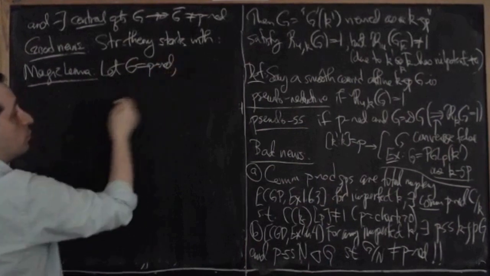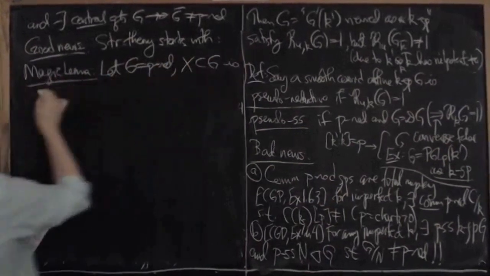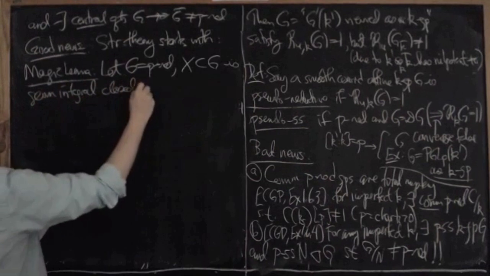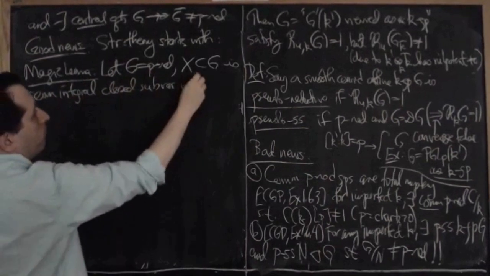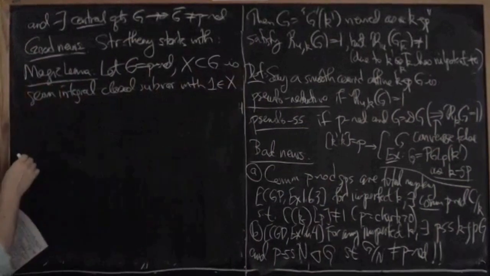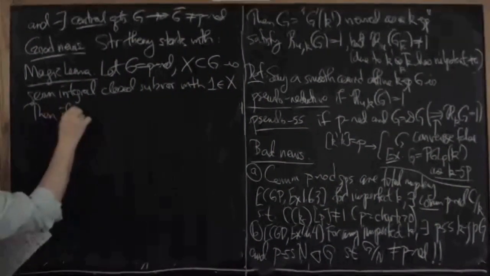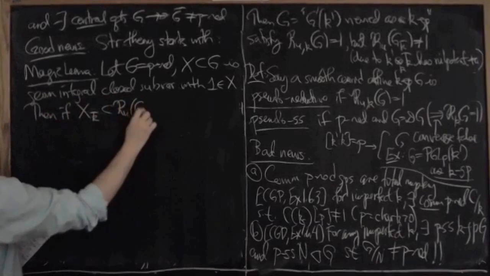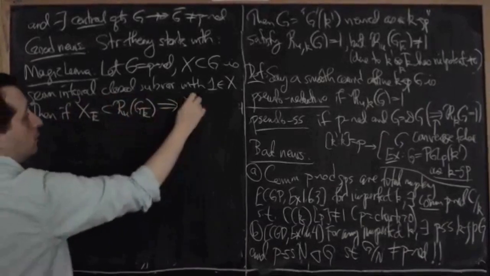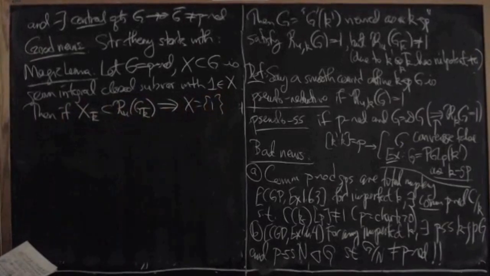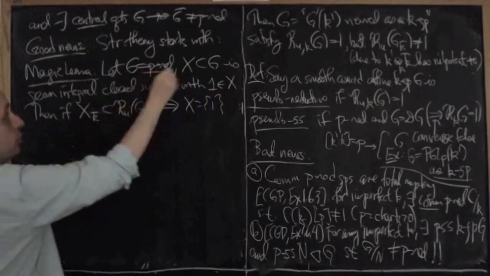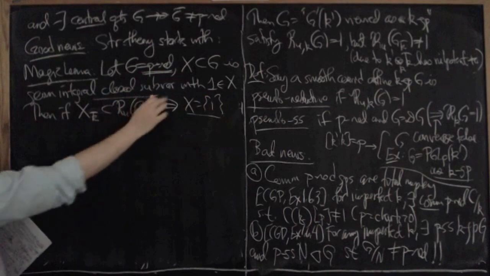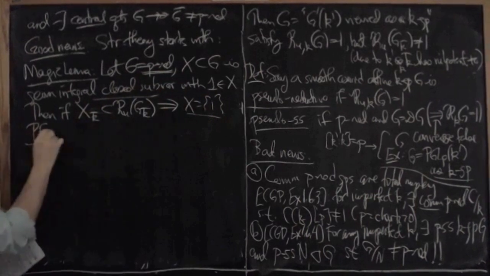So say G is a pseudo-reductive group, and X inside of G is a geometrically integral closed subvariety which contains 1. Okay? And the statement is that if X over K bar is actually contained in the geometric unipotent radical, then X is actually equal to 1. So it's a tool for using pseudo-reductivity to show that certain kinds of closed subvarieties are necessarily trivial, everything here over K. And the proof is quite simple.